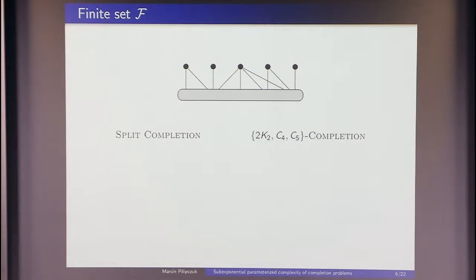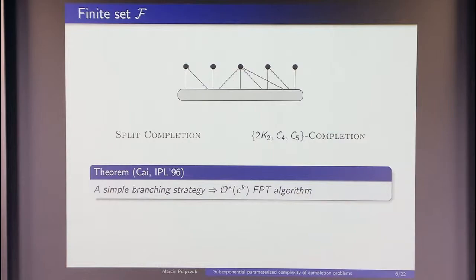Generally, this was formalized in the 90s. In all these graph classes where you have a finite number of forbidden subgraphs, you look if your graph belongs to the graph class. If not, you find one of the minimal forbidden induced subgraphs, and you branch into a bounded number of ways to kill it. That gives c to the k FPT algorithms. We even know there are better than 2 to the power n exponential time algorithms.